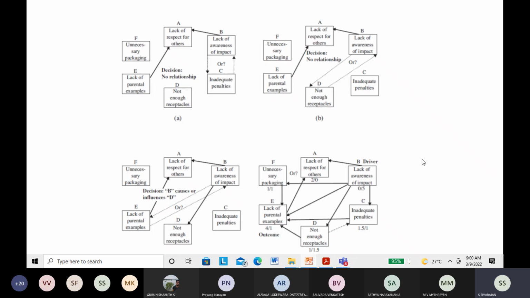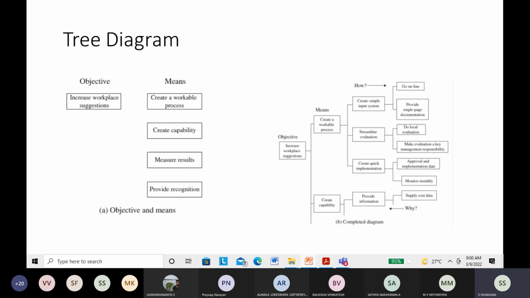So this we use when you have found out some causes, and you want to find which is the most driving cause and which is the outcome. So these two things we can analyze by means of this interrelationship graph.